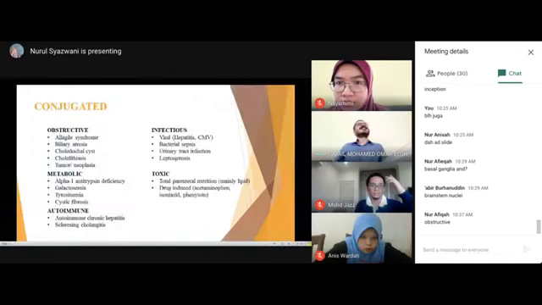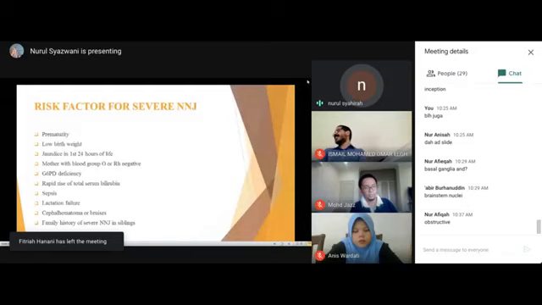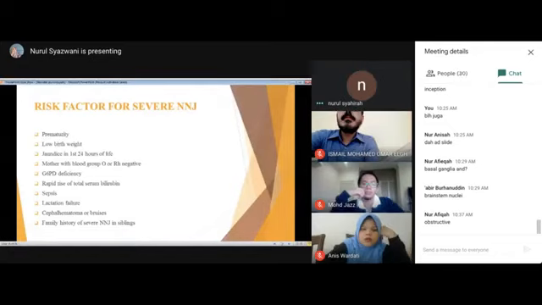So these are the risk factors for severe neonatal jaundice. We have a premature baby, low birth weight, and jaundice in the first 24 hours of life, and mother with blood group O or rhesus negative. Then feeding deficiency, rapid rise of total serum bilirubin, sepsis, lactation failure, cephalic hematoma or bruises, and family history of severe neonatal jaundice in siblings.